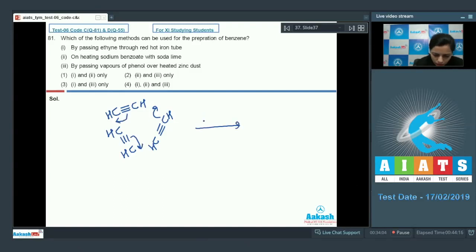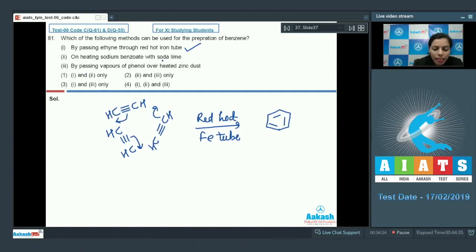Now, here you are taking a red hot iron tube, in which this process is taking place, and there is the formation of the benzene ring in this way. By this method you can prepare benzene.